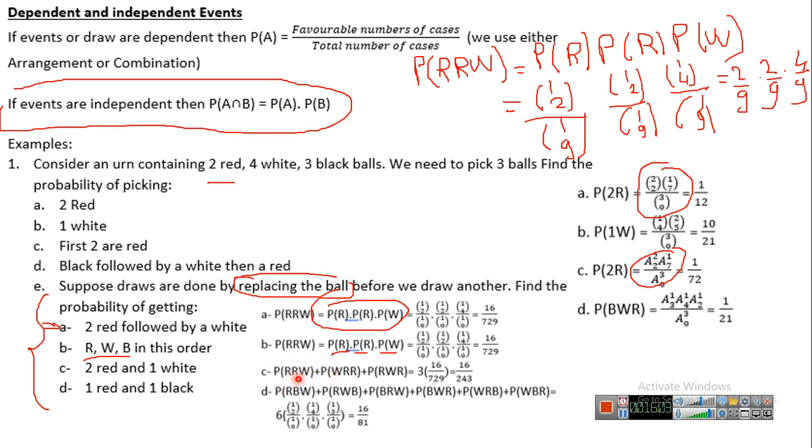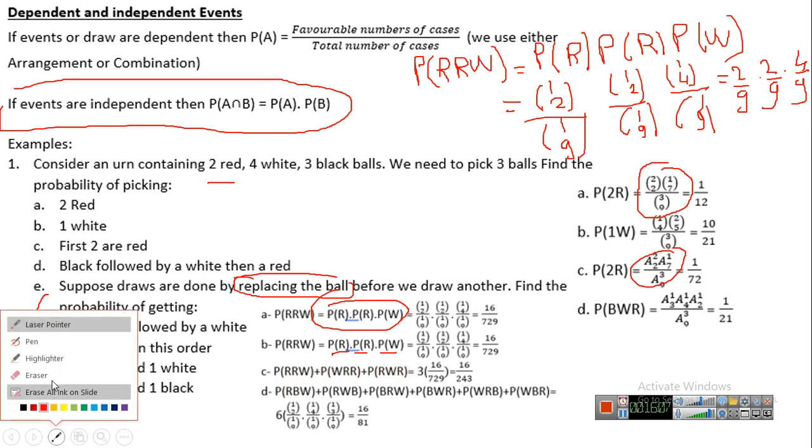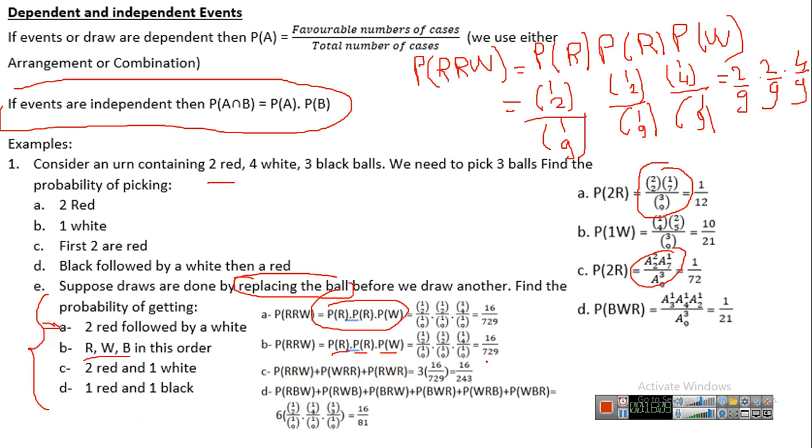You can get red, red, white, or white, red, red, or red, white, red. So how many choices do you have? I have 3 possibilities, so 3 times. P of red, you all know red, I have 2 reds, so 1 out of 2 over 1 out of 9. And then I want another red, 1 out of 2, 1 out of 9. And then one white, 1 out of 4, 1 out of 9. Instead of doing it plus 3 times, I do it times 3.